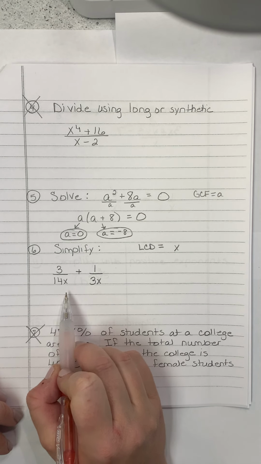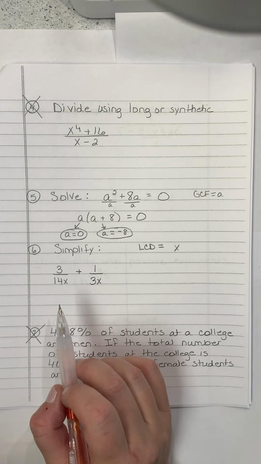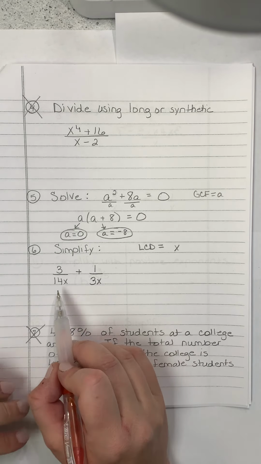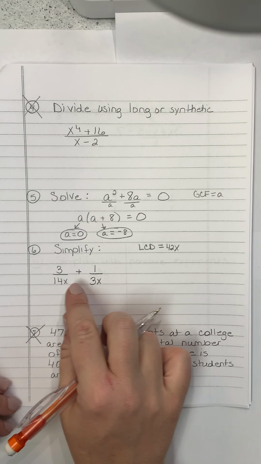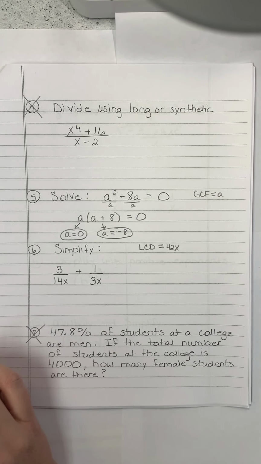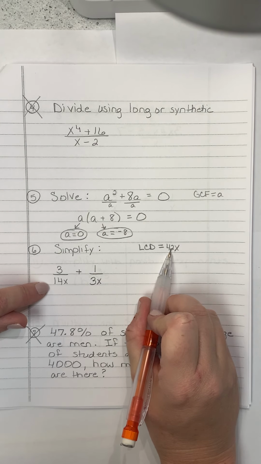14 times 2 is 28. 3 can't go into that. Excuse me. 14 times 3 is 42. 3 can go into 42. That's going to be my LCD. Okay, notice that really what I did was just multiply the number coefficients together. All right, so this is the denominator that I want.